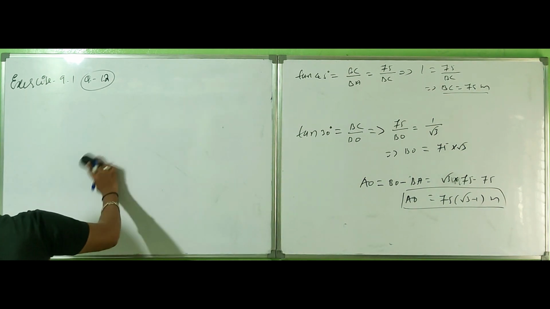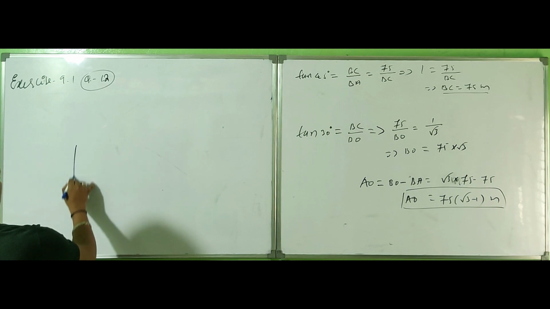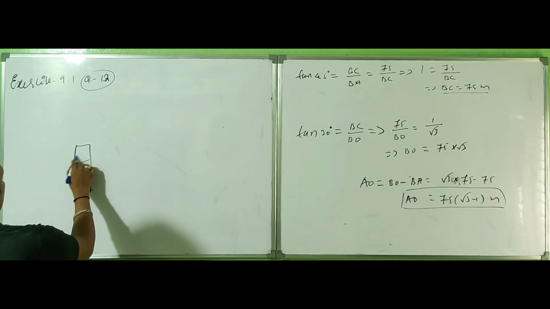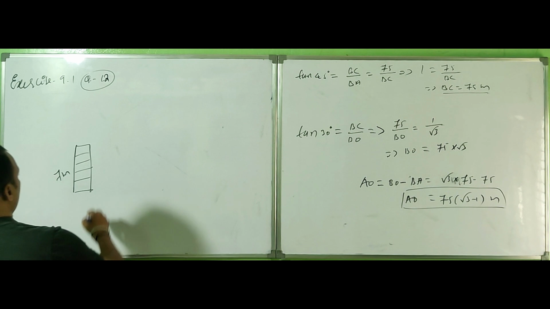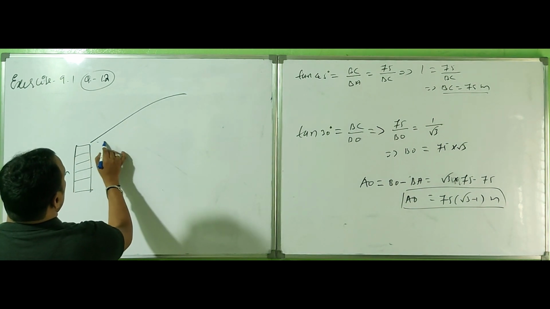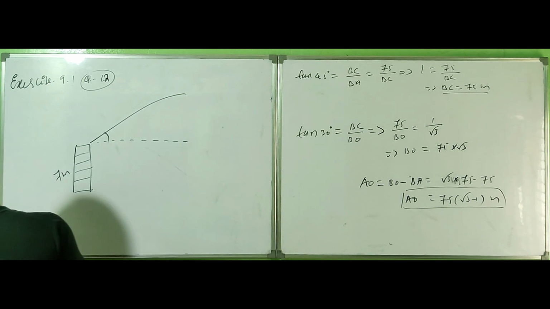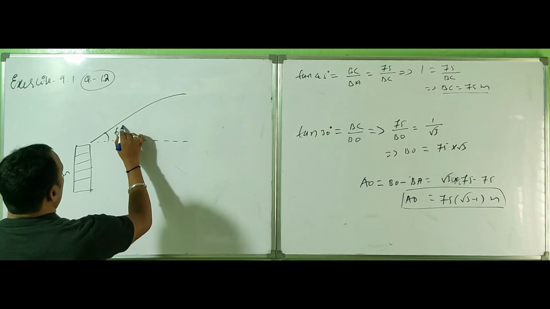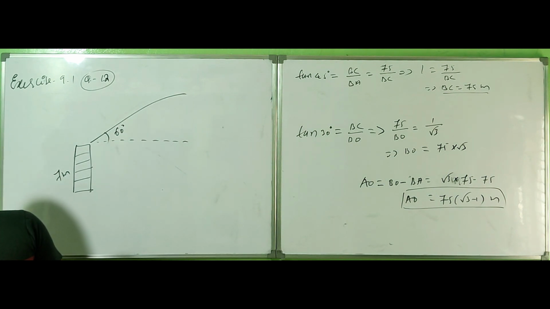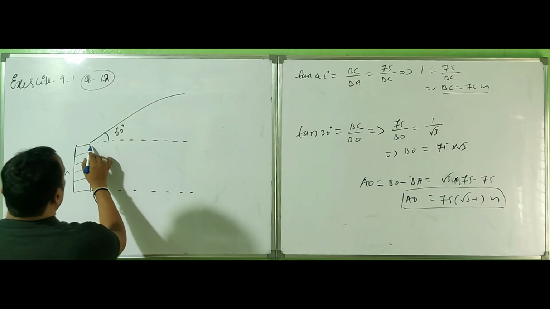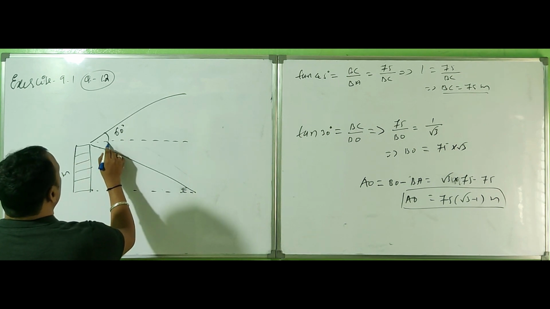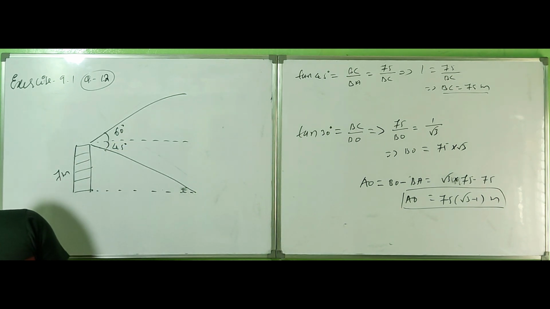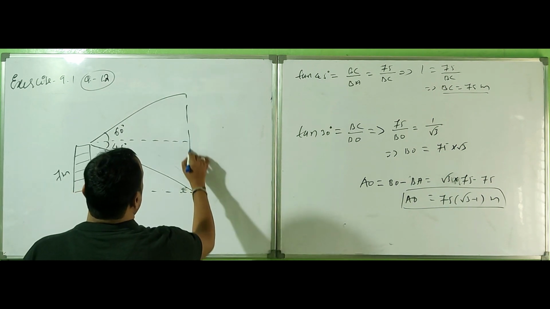Next question is question number 12. From the top of the building, the building height is 7 meters. The angle of elevation of the top of the cable, this is the horizontal, right? The angle of elevation is 60 degrees, and the angle of depression of its foot is 45 degrees. Determine the height of the tower.